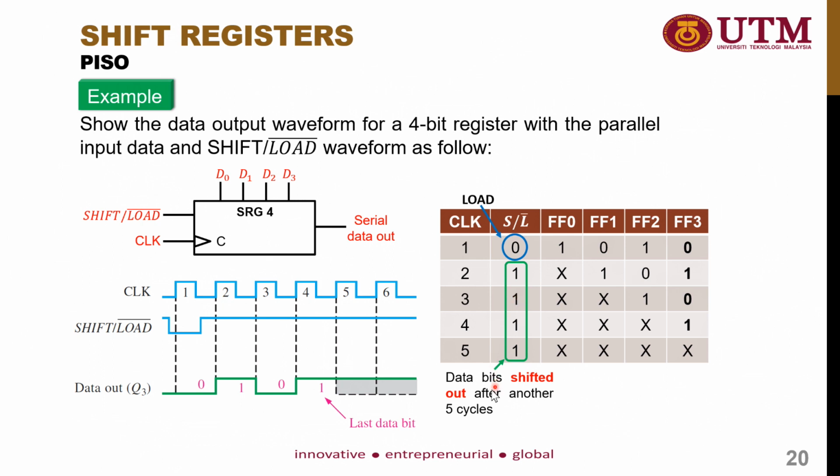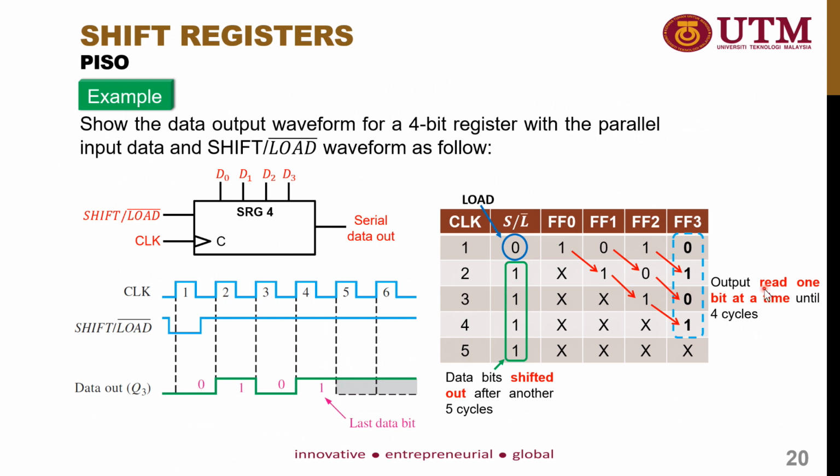Okay, so the data bits are shifted out after another 4 cycles. After the first clock cycle, the data that comes from flip-flop 0, flip-flop 1, and flip-flop 2 will be transferred to the next flip-flop, where the data from flip-flop 0 will be transferred to flip-flop 1, flip-flop 1 will be transferred to flip-flop 2, and flip-flop 2 will transfer to flip-flop 3, and so on at each clock cycle. As you can see here, the output reads 1 bit at a time until 4 cycles. In this type of shift register, because it is a serial output, we can only read 1 bit at a time.